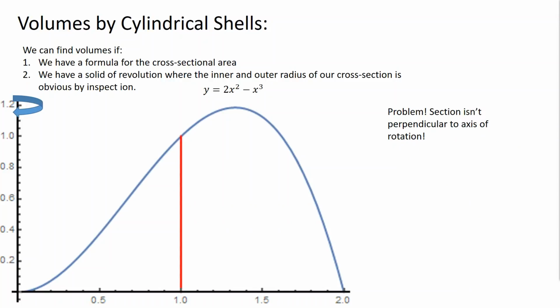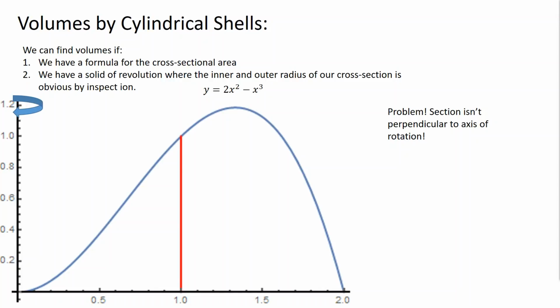However, we can very easily find a slice in which y equals 2x squared minus x cubed is my top curve, and the x-axis is my bottom curve. So finding the length of the red line oriented parallel to my axis of rotation is very easy to do. But my problem is that's not perpendicular to the axis of rotation, so our washer method's not going to work. But let's see what happens when we rotate this anyway.